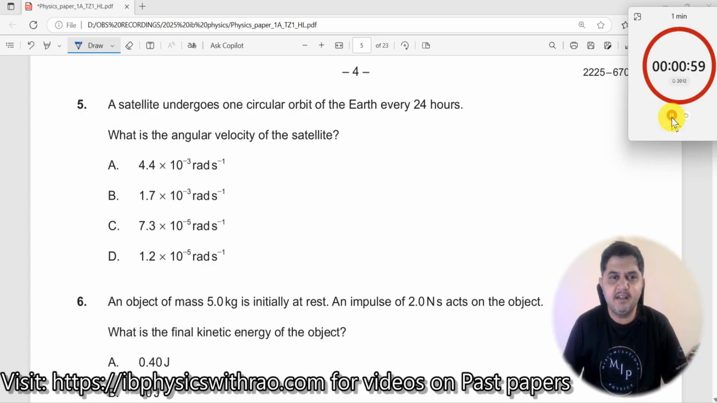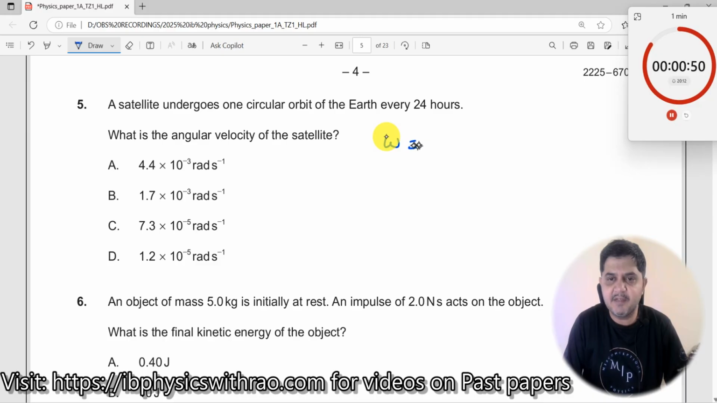Question number 5. A satellite undergoes one circular orbit of the Earth every 24 hours. What is the angular velocity of the satellite? So, angular velocity is calculated by the formula omega equals 2 pi divided by T. So I'll write this as 2 into 3.14 divided by the time period. The time period is 24 hours.